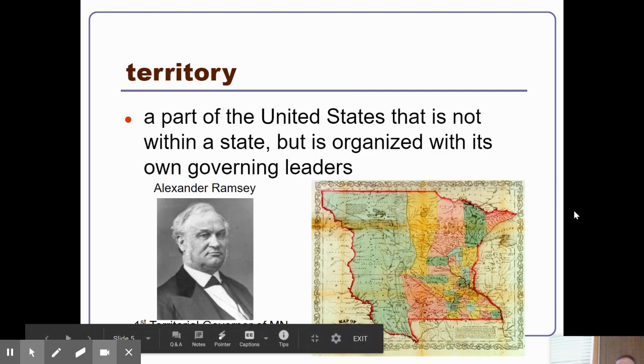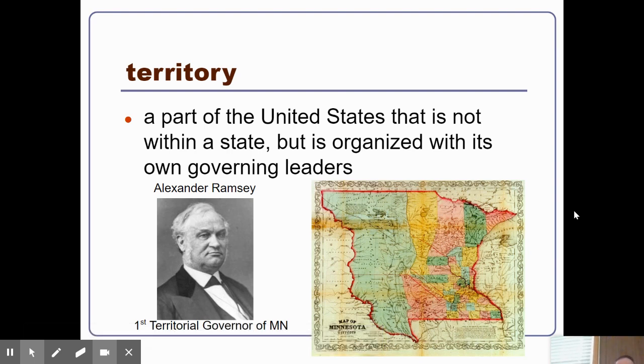Our next term is territory. What you're looking at on the map on the right side is the territorial part of Minnesota. And so Minnesota in 1849 became a territory. 9 years later, in 1858, it became a state. So a territory is just part of the U.S. that is not within a state, but is organized with its own governing leaders.